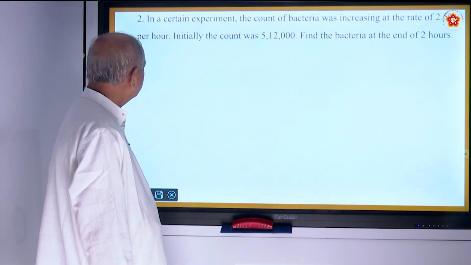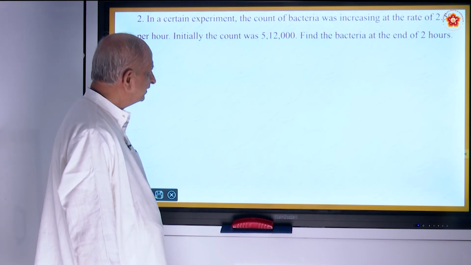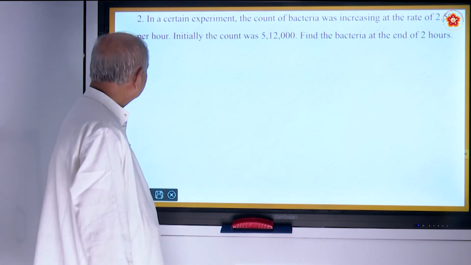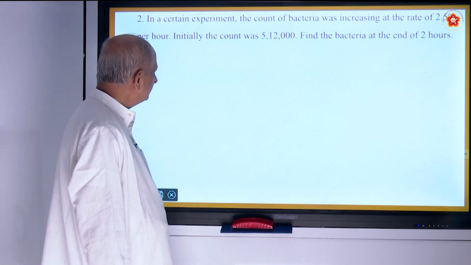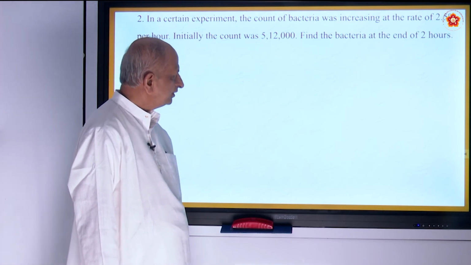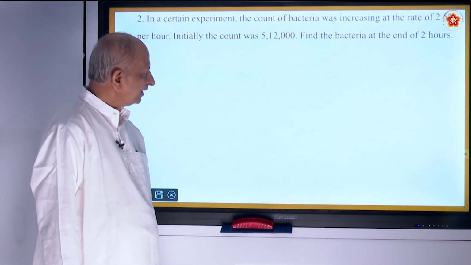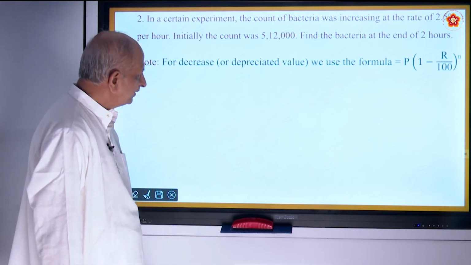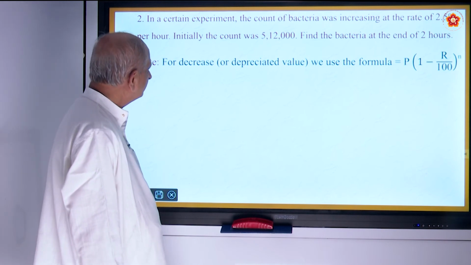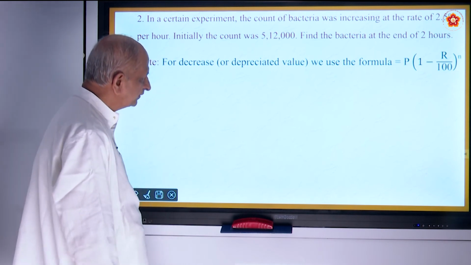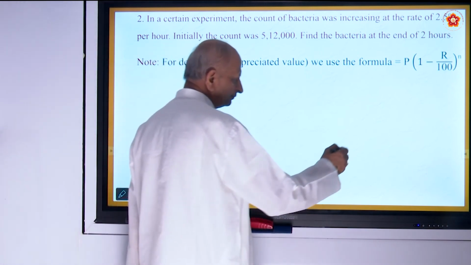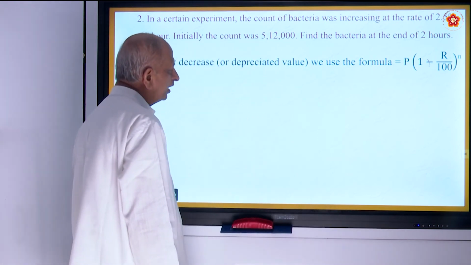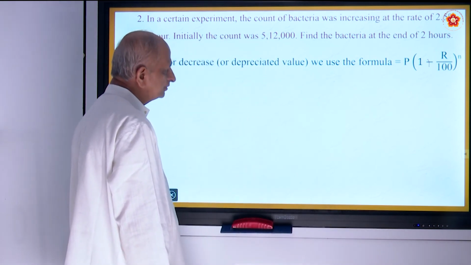In a certain experiment, the count of bacteria was increasing at the rate of 2.5% per hour. Initially, the count was 5,12,000. Find the bacteria at the end of 2 hours. So the formula is, increasing means you can put plus here. After 2 hours, they said. Correct?